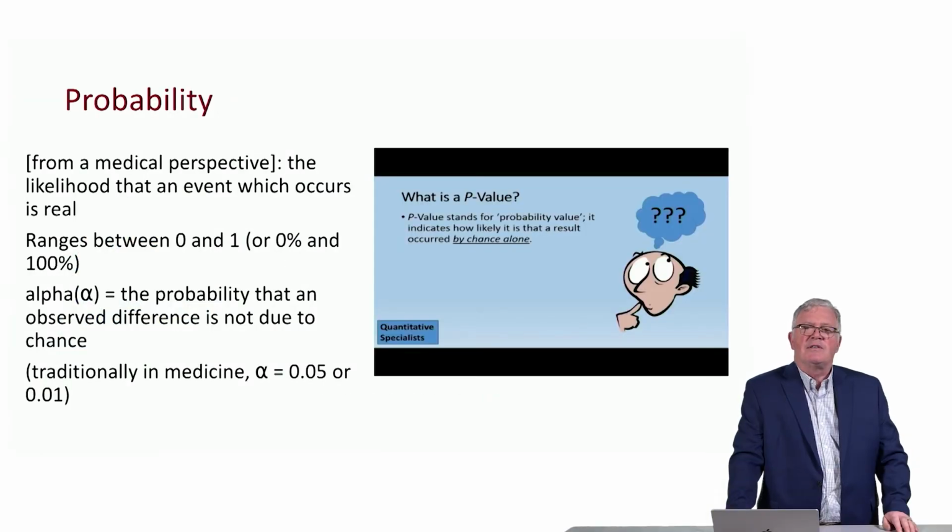Here we're going to consider probability. From a medical perspective, this really is the likelihood that an event which occurs is real. It's measured in a range between 0 and 1, or 0% and 100%. The alpha variable refers to the probability that an observed difference is not due to chance. And traditionally in medicine, the alpha is set as 0.05 or 0.01.